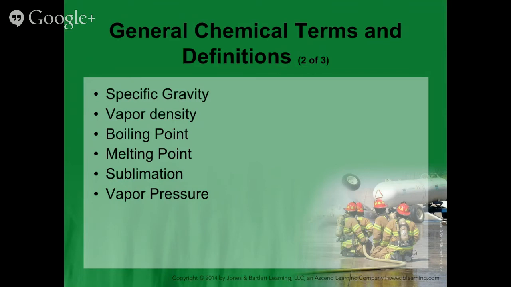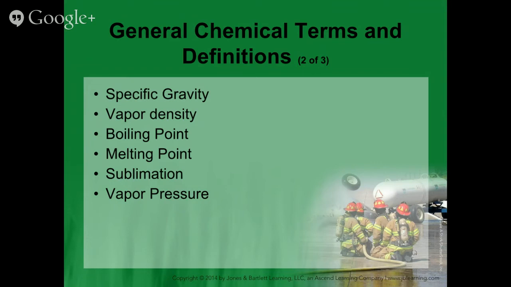Next term is sublimation. Sublimation is a term we use when a product changes physical state, usually from a solid to a vapor without passing through the liquid phase. An example of this is dry ice and mothballs. An increase in temperature can increase the rate of sublimation. The opposite of sublimation is deposition. That's when it goes from a vapor to a solid.